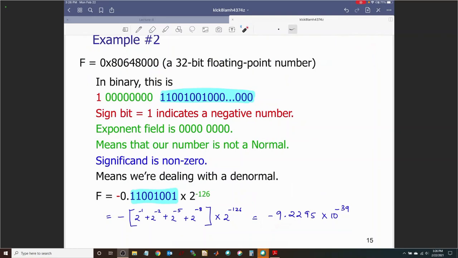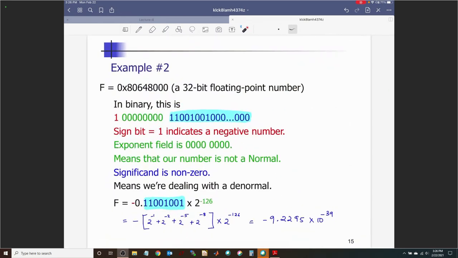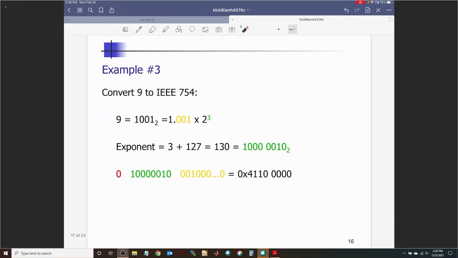Or there's a way to check the binary sequence itself. You have to see all zeros in the exponent field, and you have to see something non-zero in the fraction field. Questions about this example? Let's move on to another example.